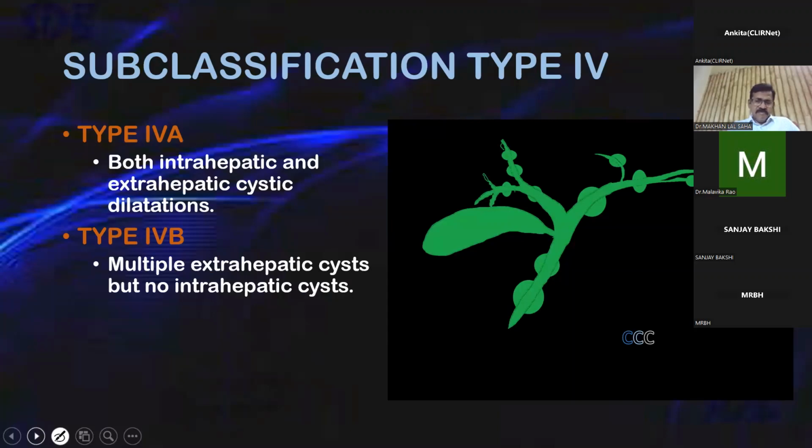If you have Caroli's disease, the only treatment possible is an orthotopic liver transplant. For others, you do an excision, but a complete excision. Why is it that we do a complete excision? Why is it important to take that entire choledochal cyst out?